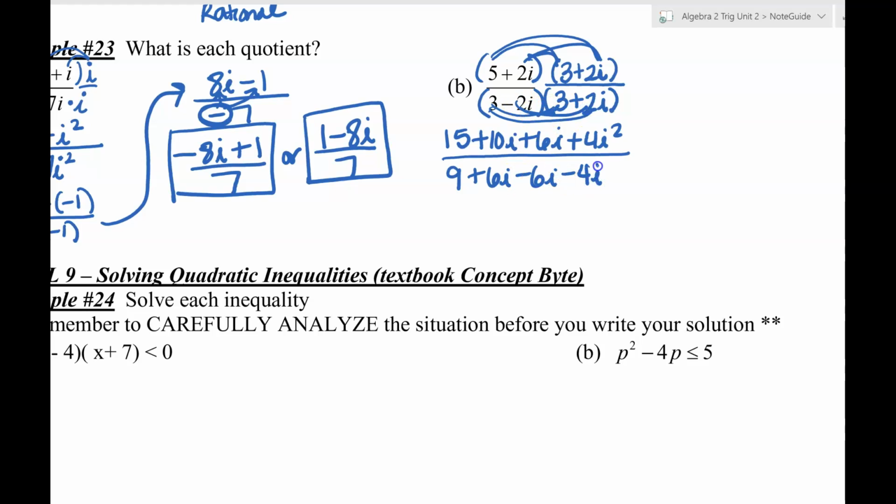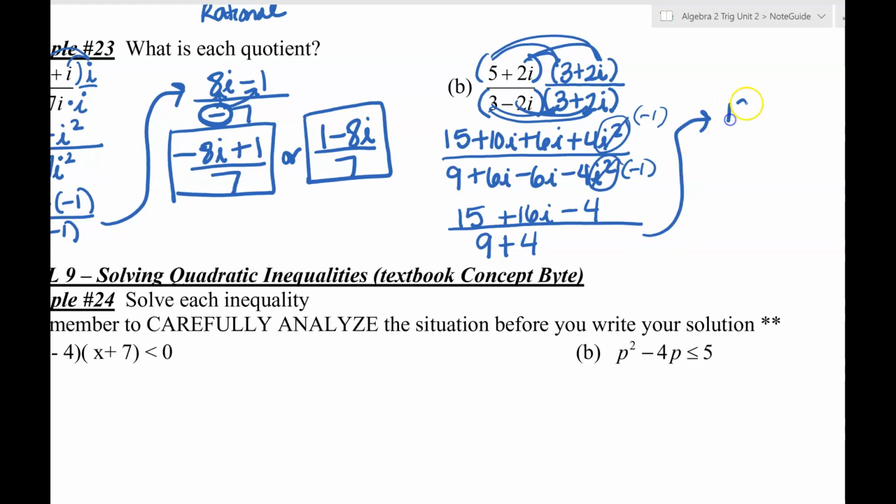minus 4i squared. Now remember, we're going to combine like terms. So 15 plus 16i, and everywhere there's an i squared, that's really a negative 1, and it's multiplying that coefficient in front of it. And then here we'd have 9, and then again, this would be a negative 1, and negative 4 times negative 1 would be positive 4. Leaving us with 11 plus 16i over 13.